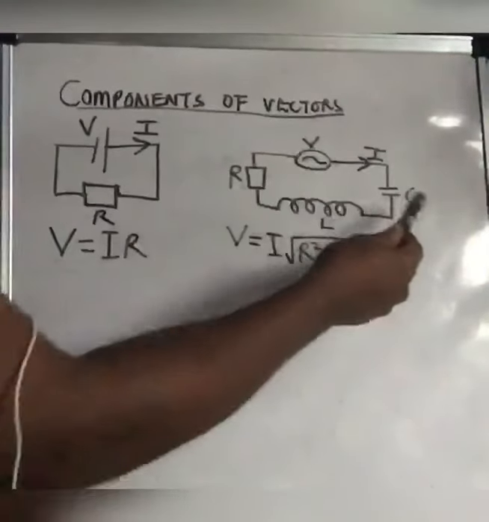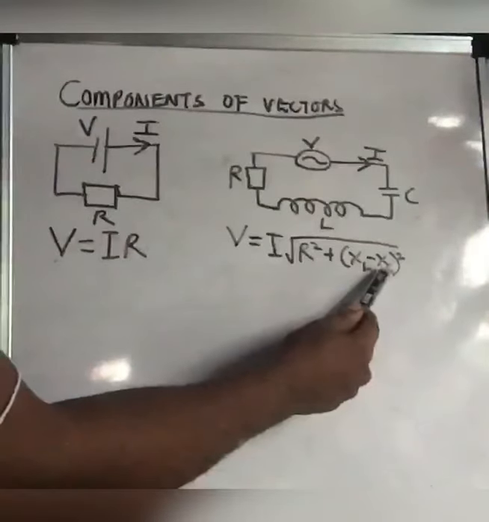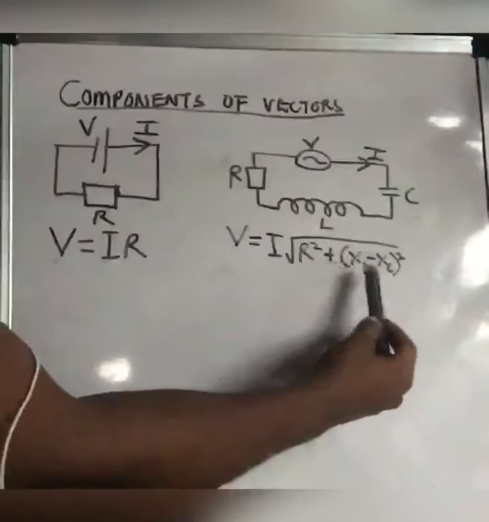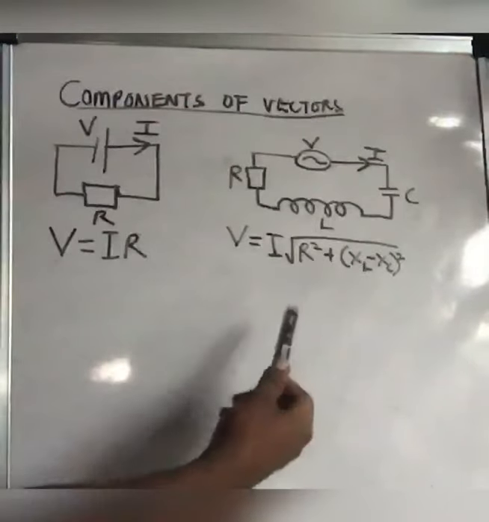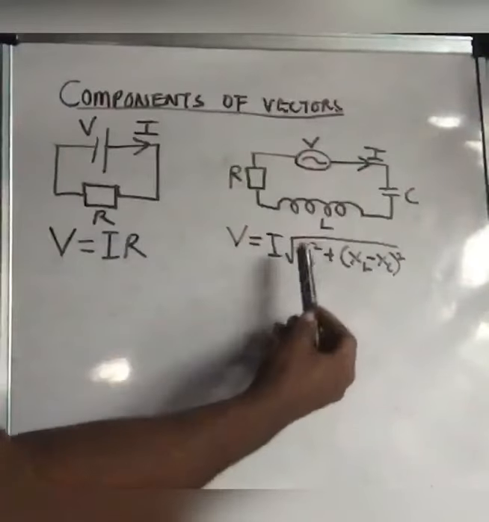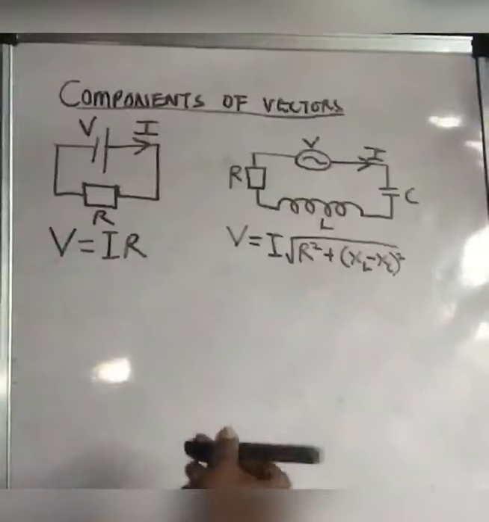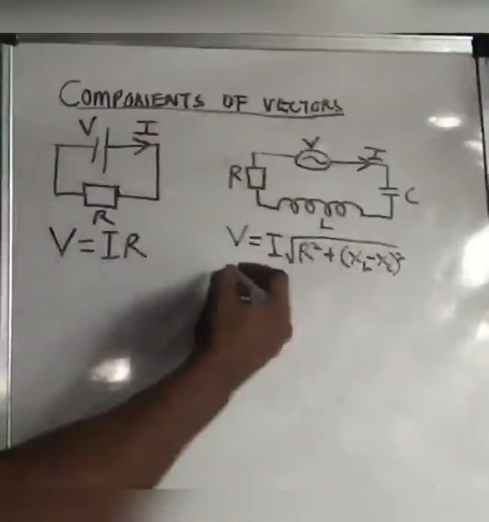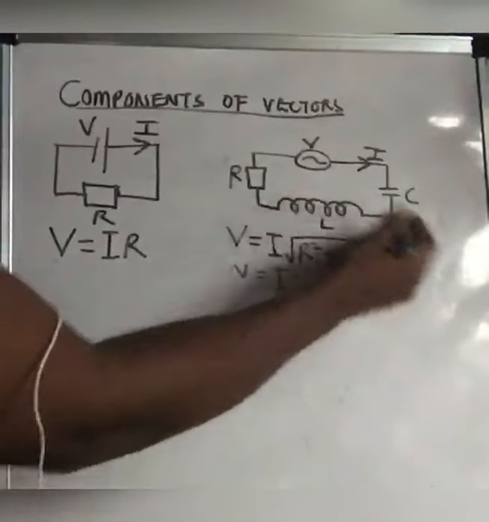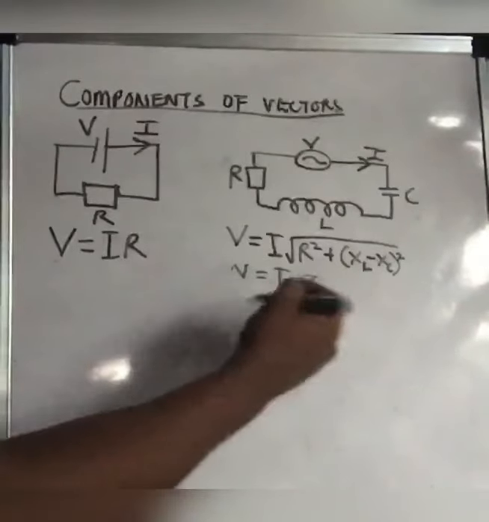So if it was just a capacitor in this circuit, no inductor, then the XL will be out. You just have only the XC. So by the time you square, this minus goes, so you just have R squared plus XC squared under the square root sign. If it's only the inductor here and no capacitor, you just have R squared plus XL squared under the square root sign. So as simple as that. Now, this effective resistance, that's how it's mainly called, is called the impedance.